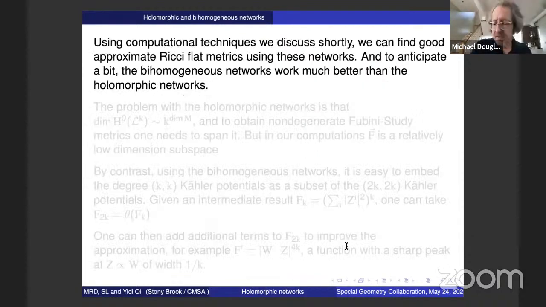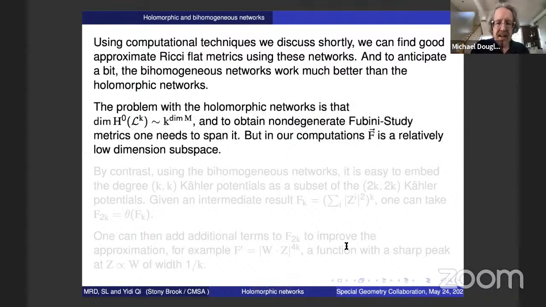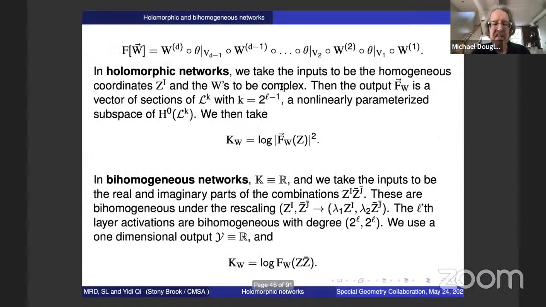So it turned out we tried both of these things, and the holomorphic networks don't work that well. I won't say that much about it. I'll just say that even writing down a non-degenerate Fubini-Study metric at high degree, of course, you need to have all the sections, and then taking a lower dimensional subspace of the sections gives you this degenerate Fubini-Study metric, which seems to show up in degeneracies after you restrict to the Calabi-Yau, or the manifold of interest.